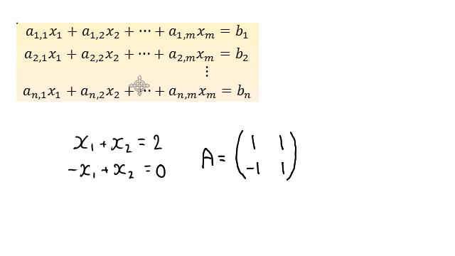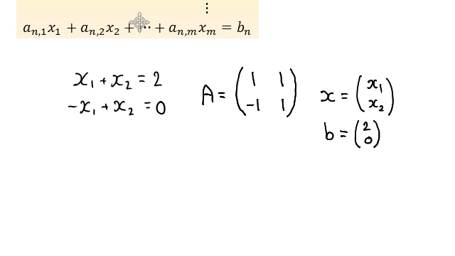Then I create a column vector x containing all the x variables, and there are 2 x variables in this case, and I stack them on top of each other like this. And finally I create a column vector of the coefficients on the right hand side of the system, which I'm going to call b. So b is 2 by 1 containing the 2 from the first equation and 0 from the second equation.